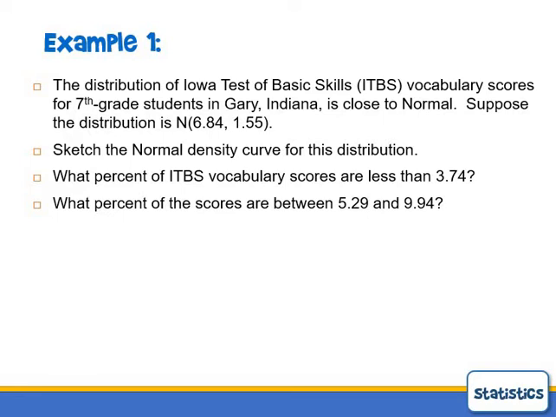The distribution of Iowa Test of Basic Skills, one of these standardized tests, vocabulary scores for 7th grade students in Gary, Indiana is close to normal. Suppose the distribution is N(6.84, 1.55). Remember, this is our notation; the N tells me it's a normal distribution. The first number is the mean, 6.84, and the second number is the standard deviation, 1.55. The first part of this question says sketch the normal density curve for this distribution, and then we're going to answer a couple of questions about percents. But let's start with the sketch of the distribution.